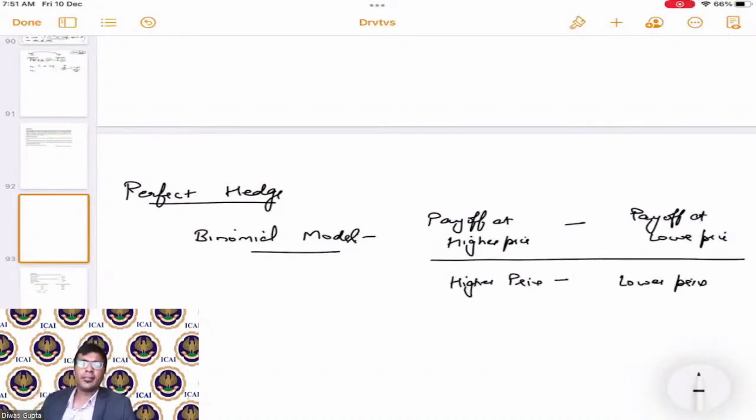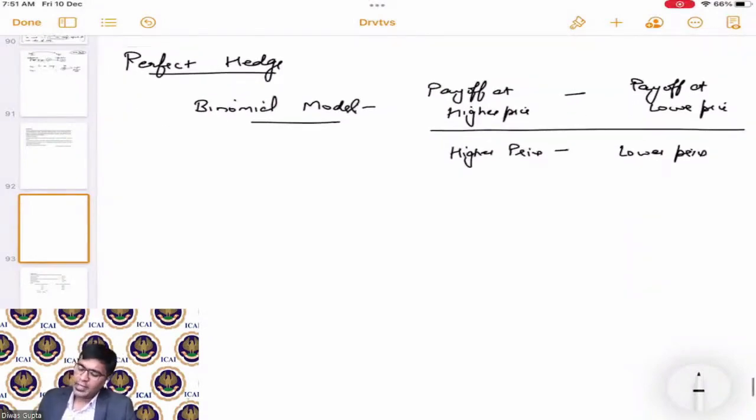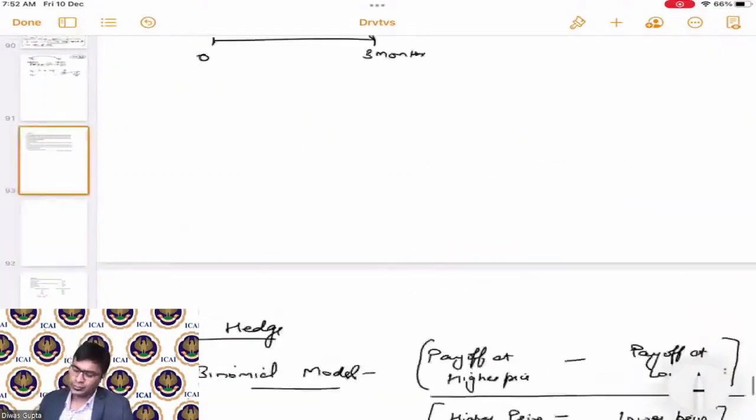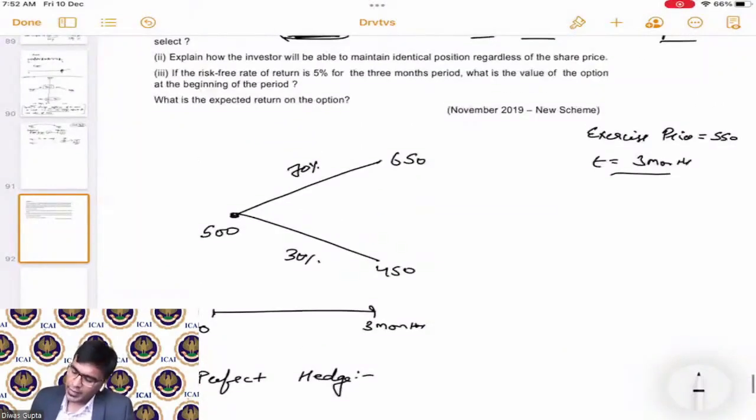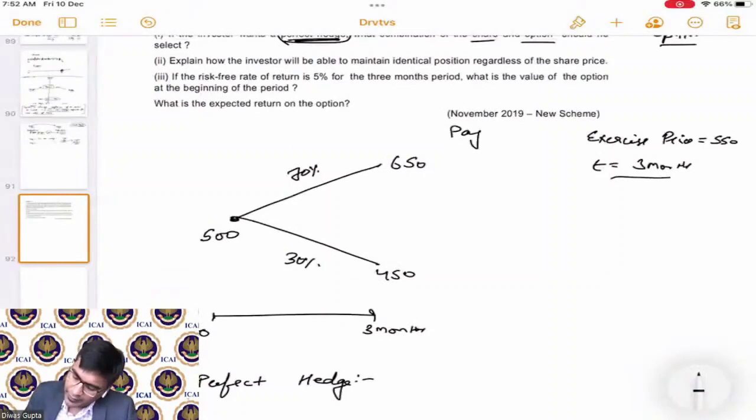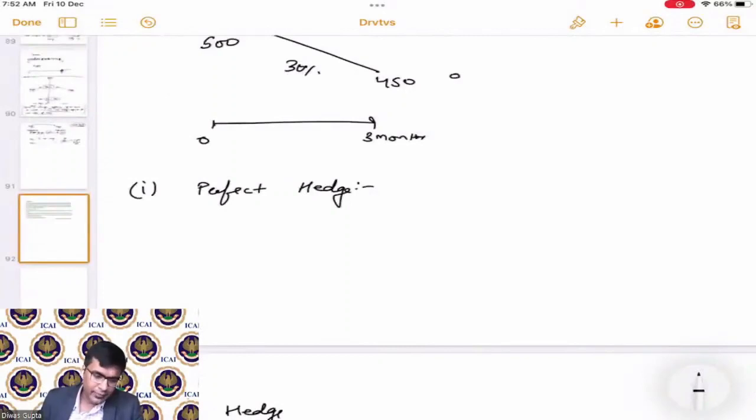Okay, students, I will elaborate it. Payoff at higher price minus payoff at lower price. This is the option payoff we are talking about. And these are the higher price minus the lower price itself. Now let us try to calculate that. So first part, perfect hedge would be given as, now students, if you see what would be the payoff here. So 650 payoff will be compared against 550 of the exercise price, correct? So the payoff is 100. Similarly, here the payoff is 0. Let's write it here properly.